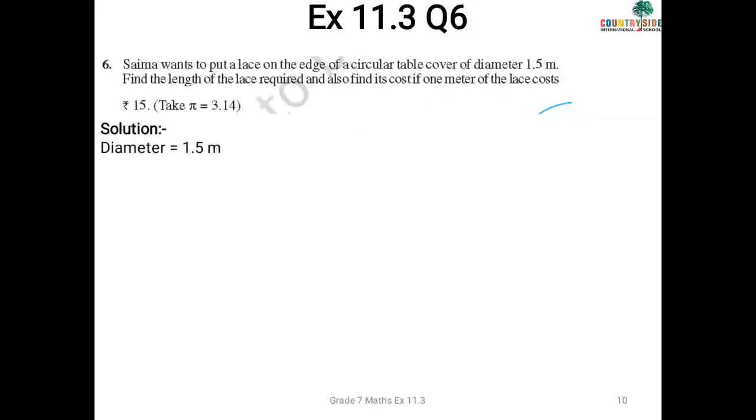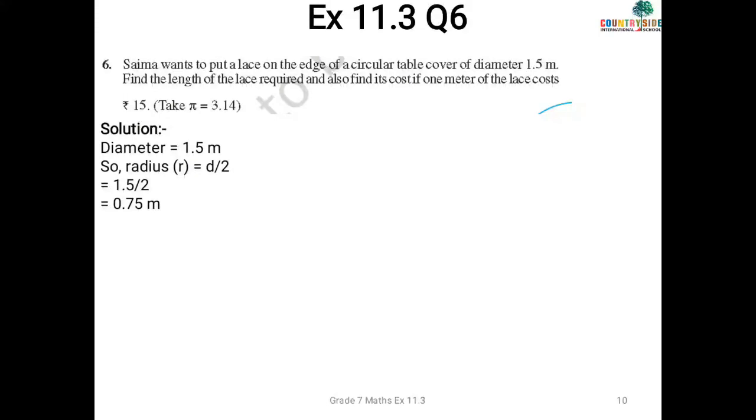So scholars, now let's start with exercise 11.3 question number 6. Now read this question very properly. Saima wants to put a lace on the edge of a circular table cover of diameter 1.5 meter. Find the length. Here they are talking about the length. So length means what? Yes, very good, that is circumference, and you have to also find the cost. The diameter is given to you. Now quickly tell me what will be the radius. Yes, that is 1.5 divided by 2, and that is nothing but 0.75.